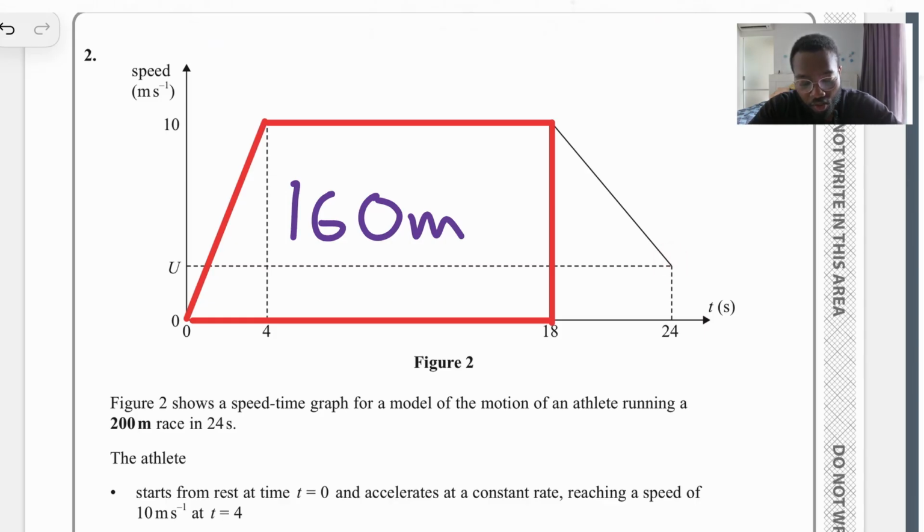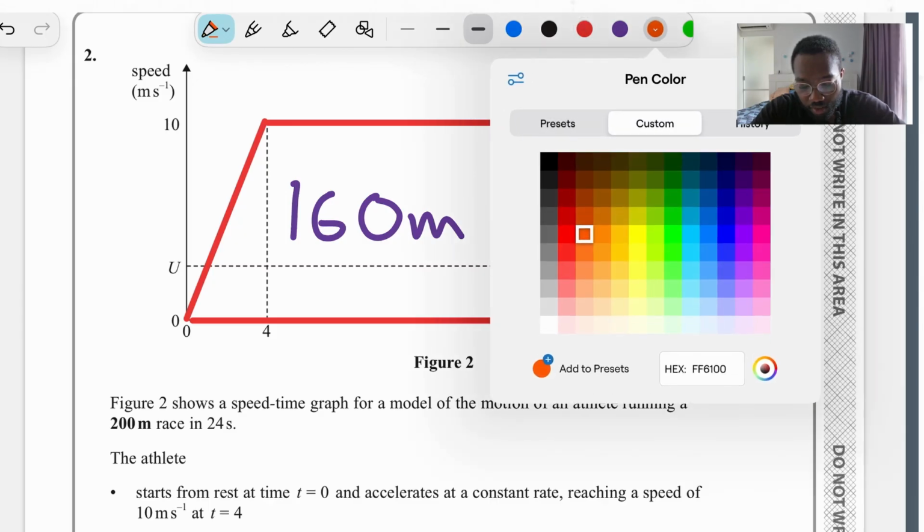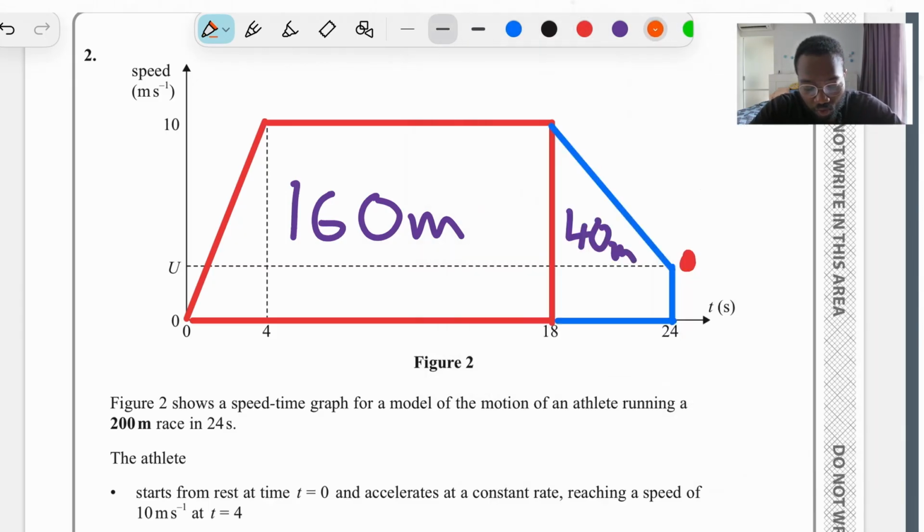But what else do we know? If they finish at that point, we also know that from 18 to 24 seconds, that must be a distance of 40 meters, and they finish at u. So we can use this information to work out the value of u. All we now need to do is work out this area between 18 and 24 seconds, and we know that area must equal 40 meters. So let's work that out.